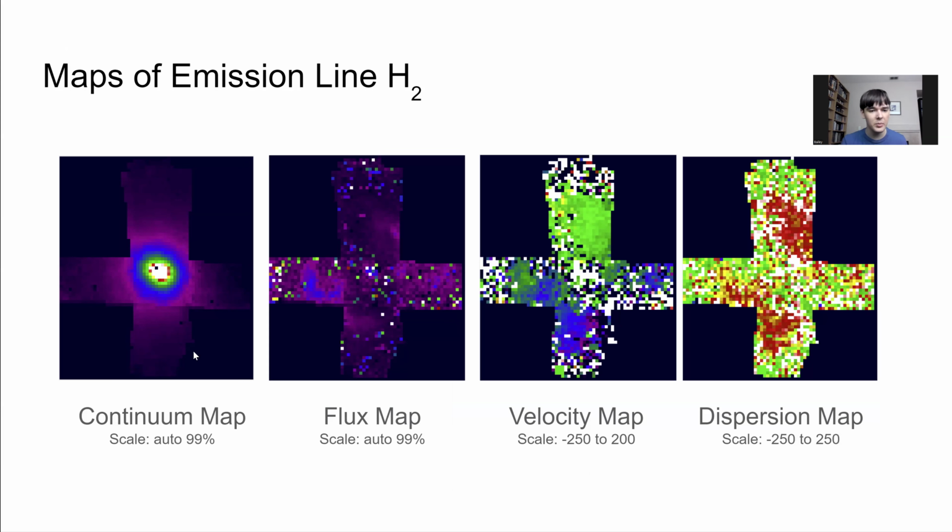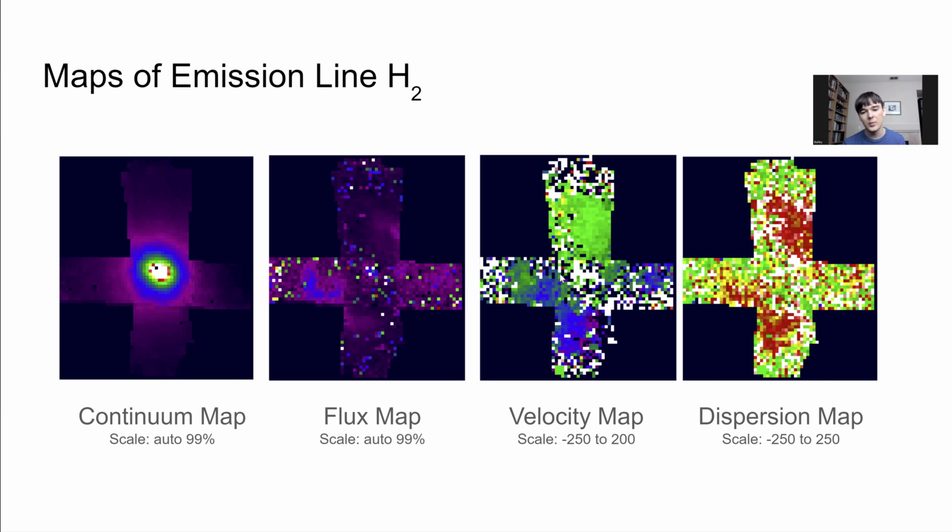The continuum map measures the continuous spectrum. It is showing that the nucleus of the galaxy is the brightest part, and it is the same at all wavelengths. This is the flux map. It shows the various gases distributed throughout the galaxy. It does not appear particularly bright in the center because there is no molecular hydrogen there.